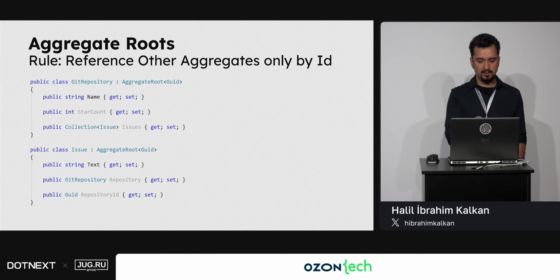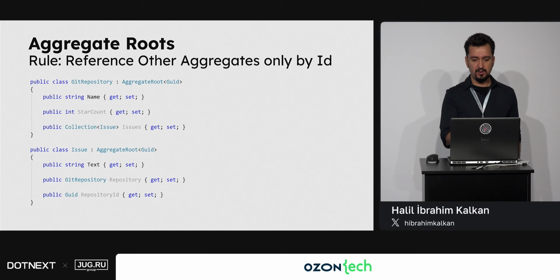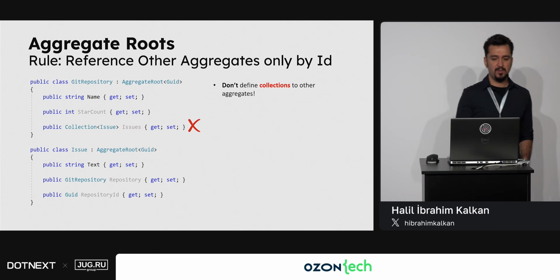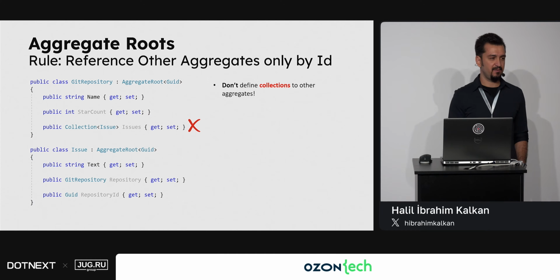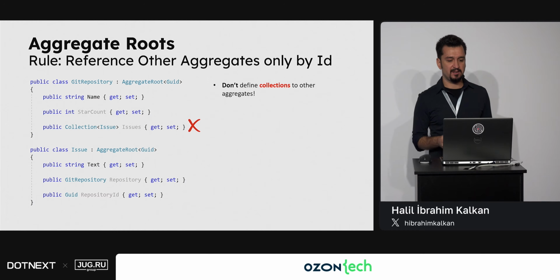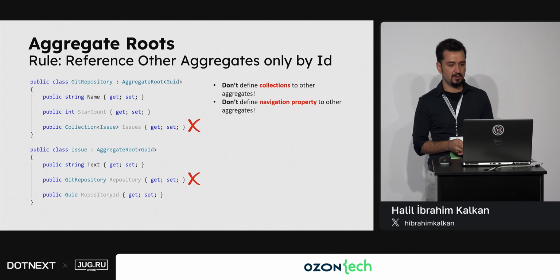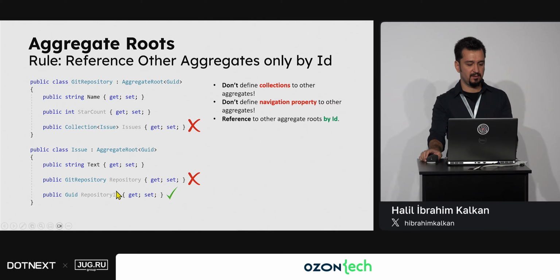For example, in here, the first rule is to reference other aggregates only by ID to satisfy these principles. In this example, you see the Git repository has a collection of issues. This is very typical if you are using Entity Framework Core, but for implementing DDD principles, it's not suggested, so you should not define collections to other aggregates. This example is also wrong, because repository is a navigation property here, so it's also not allowed if you follow this rule. You just need to reference other aggregates by ID, just repository ID.